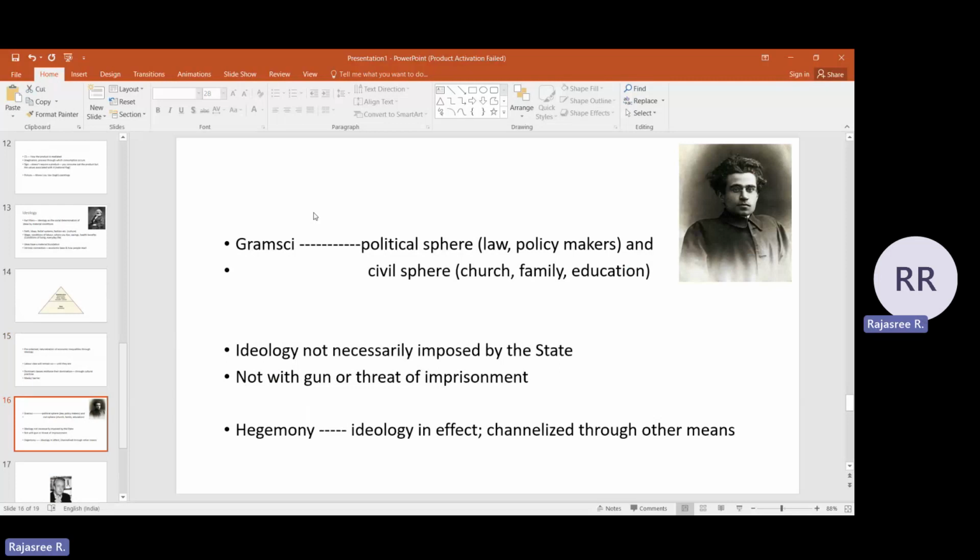Ideology is not only someone putting a gun to your head and saying do it. Not with a gun or threat of imprisonment, but it happens in other ways too. That is through hegemony. Hegemony means how ideology is being channelized through subtle means. So hegemony is actually ideology that works through consent, not through coercion.